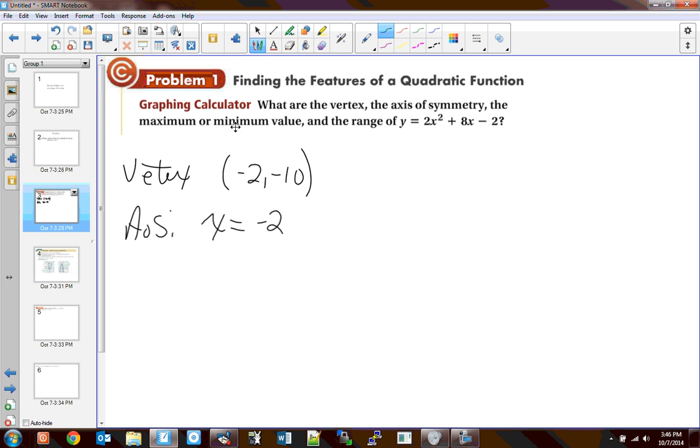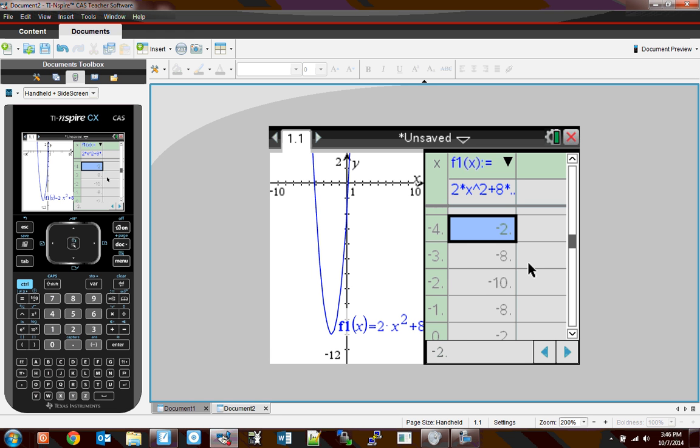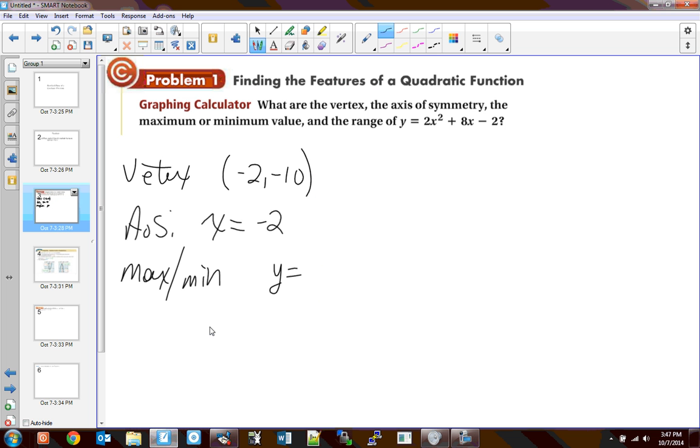Now, the maximum or the minimum value and the range. Now, remember, you only have one. You either have a max or a min. You don't have both. And it's going to be y equals some number. So let's flip back to the calculator. We're looking for our lowest y value. Well, if you notice, it never drops below the vertex. All right, so our minimum does occur at the vertex. So we have a min, and it occurs at y equals -10.